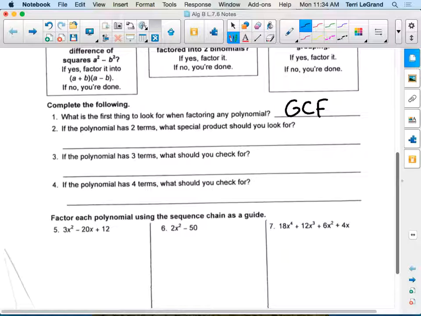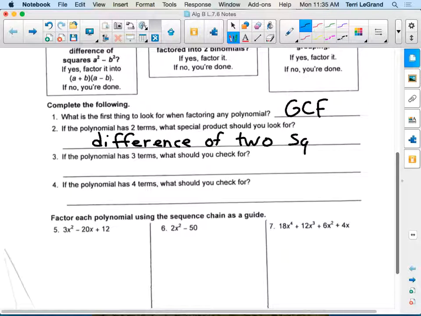Something to do with perfect squares. But it also has to have what? It has to have a perfect square beginning, a perfect square end, and what operation? Difference. We have to have subtraction. So we're going to look for the difference of 2 squares.